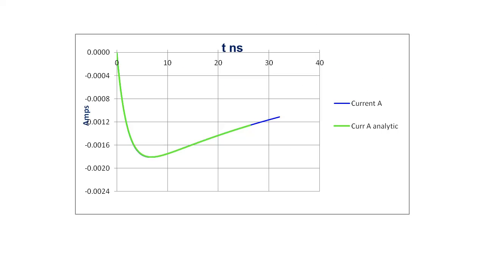Current obtained using the present method is plotted in blue. And current obtained using analytic method is plotted in green. Excellent agreement is seen in general except for the initial few points required for convergence.